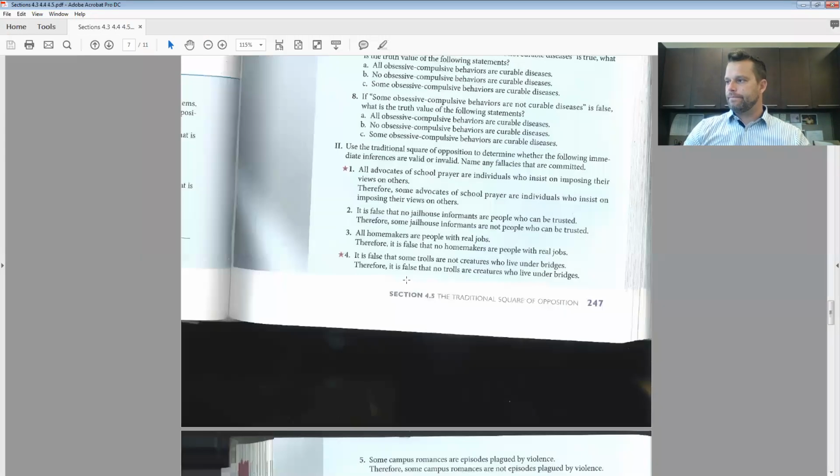Okay, so it's false that no jailhouse informants are people who can be trusted. So they're going to give us a statement and then make a conclusion, and then we have to tell whether or not that's a valid or invalid inference. False that no jailhouse informants are people who can be trusted.